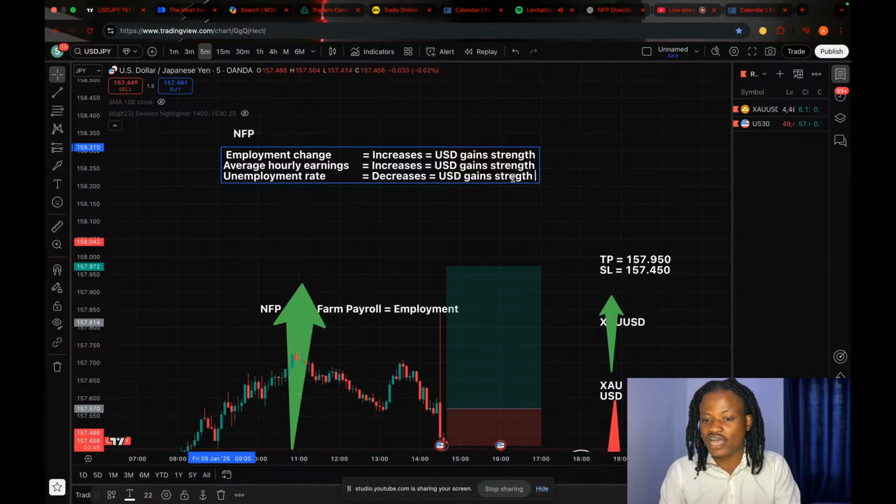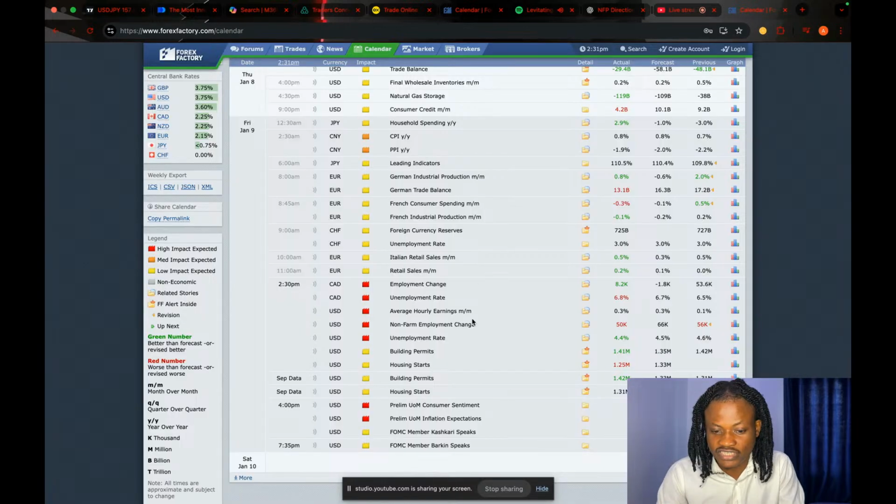I got average hourly earnings. Average hourly earnings increased, so USD gains strength. Let's come here. You see it here. Look at average hourly earnings. Previous was 0.1%, actual was 0.3%. From 0.1, it jumped to a 0.3% increase.